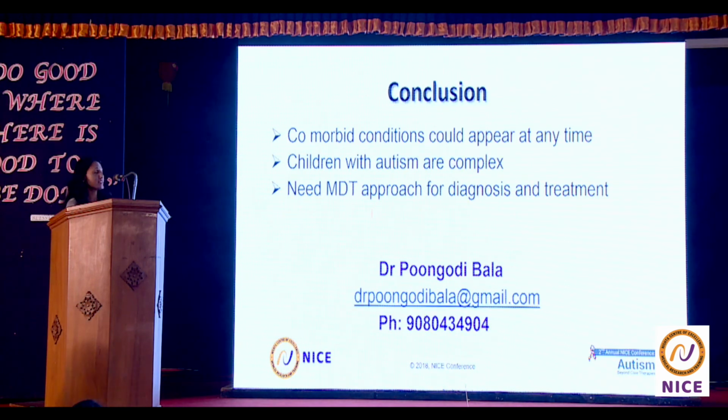So the conclusion is that comorbid conditions could appear at any time. Autism is not a simple condition, it is a very complex condition. So it needs a multidisciplinary team approach for the diagnosis and the treatment.